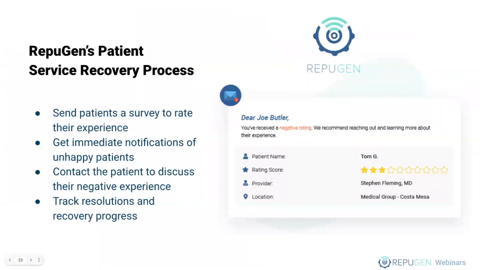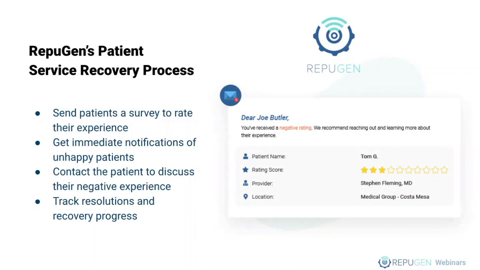To give you an idea of how an automated patient service recovery process works, let's take a look at how we do it here at RepuGen. The RepuGen process works by sending patients a survey to rate their experience directly after their visit. Within that survey, the patient has the capability to leave any feedback about what went right or what went wrong with their visit. Then the practice will receive notifications of any unhappy patients that rate negatively on the survey, and they'll be able to see their feedback.